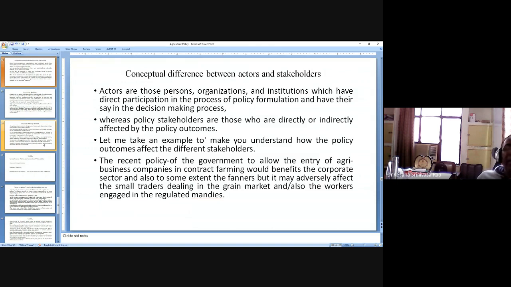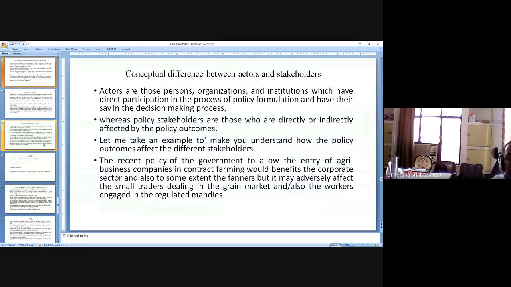But in between, the small farmers, retail business people and small traders in the grain market, or the workers engaged in the regulated mandis, may be affected, because if the farmers are going towards the company, then the farmers are not going to the market. So those who are working in the market may be affected, and those who have long been working for the last several years, the small traders, are also affected.